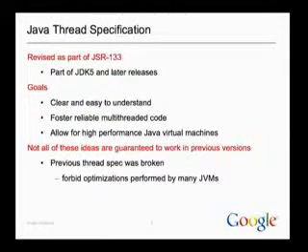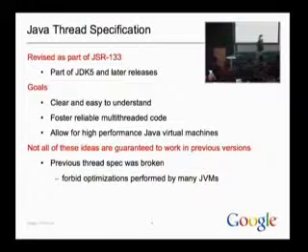All right, so the Java thread specification was revised as part of JSR 133. That's a Java specification request, number 133. And it was incorporated into JDK5, so it's in JDK5, JDK6, and all future JDKs.